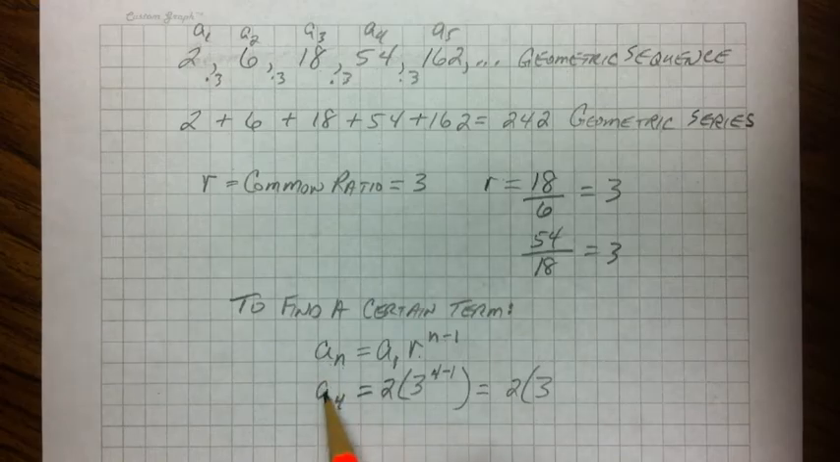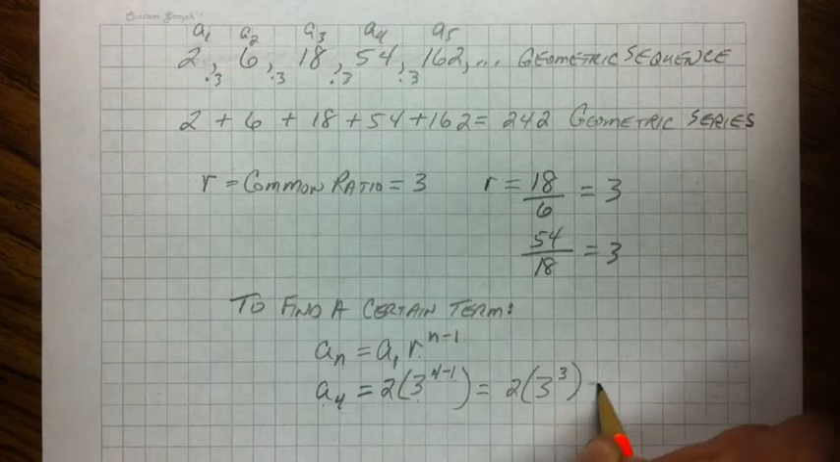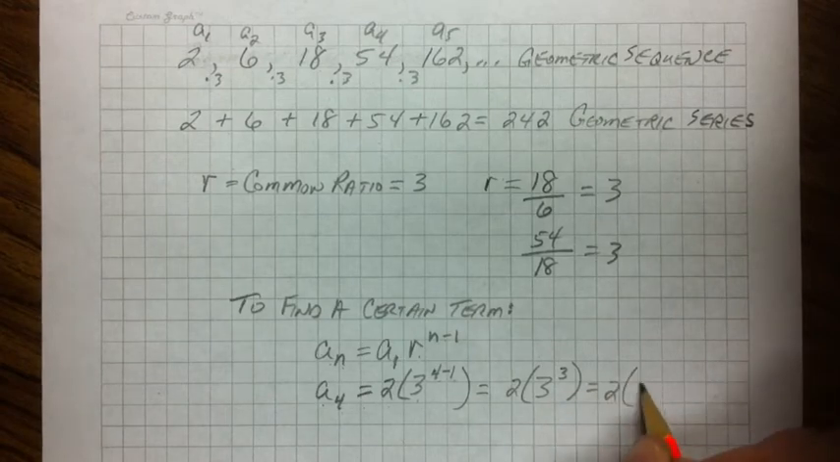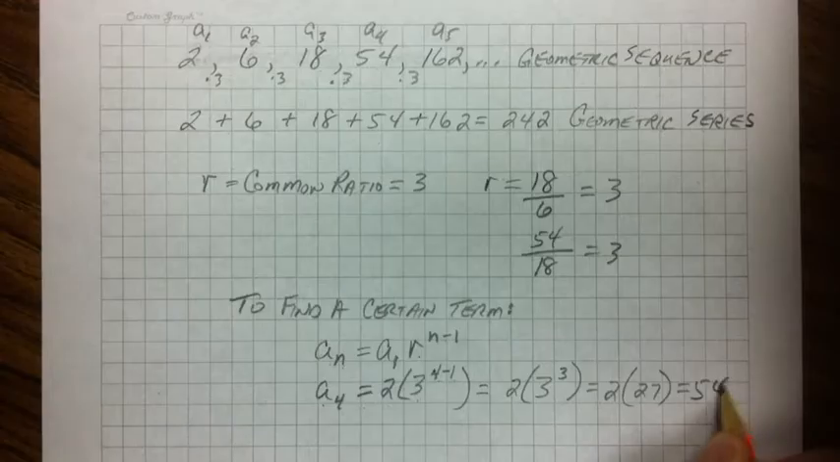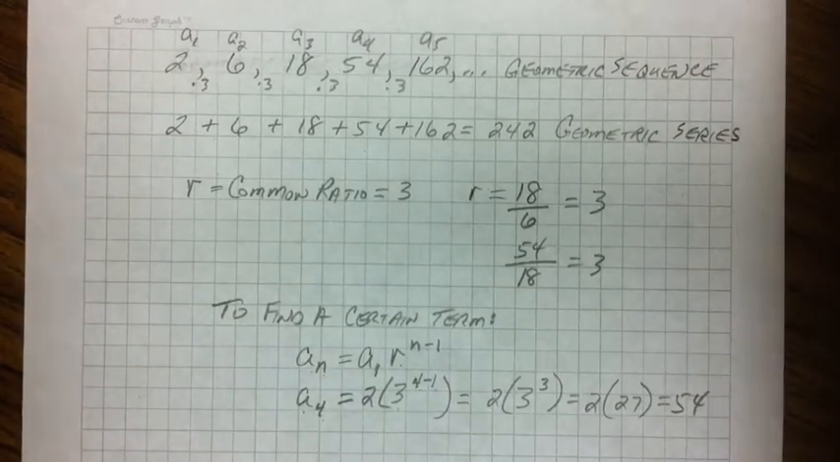So I'm looking for the fourth term. So I write a sub 4 for my fourth term equals my first term, 2, times my common ratio, we calculated that to be 3, raised to the n minus 1. Well, n is the number of the term you're looking for, in this case 4. So 4 minus 1. Now we just do the math. 2 times 3 raised to the third power is 2 times 27, which gives us our 54. Now we already knew it was going to be 54, but I'm just showing you how it works in case you want to find a higher term in the sequence.